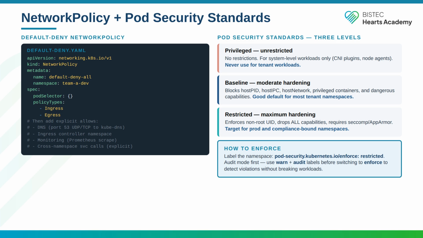You then layer explicit allows on top: DNS on port 53 UDP and TCP to kube-dns, traffic from the ingress controller namespace, Prometheus scrape access from the monitoring namespace, and any cross-namespace service calls your application needs. The most common failure mode when deploying default deny is forgetting to add the DNS allow rule first. Without DNS, everything breaks immediately, and the error messages point at application services rather than at the missing DNS policy. Always add the DNS exception before anything else.